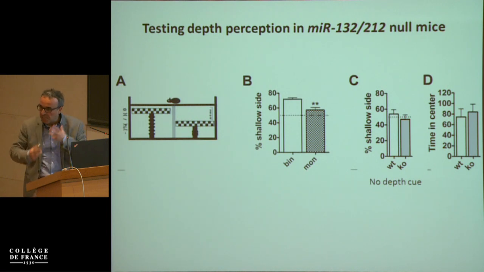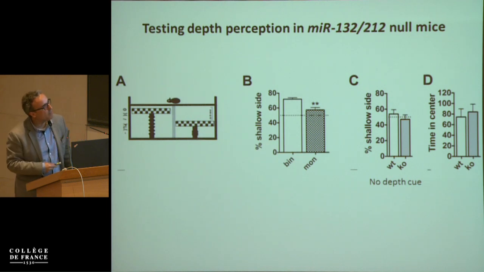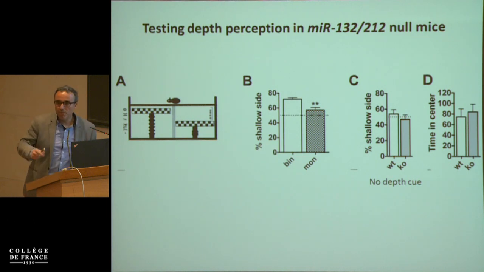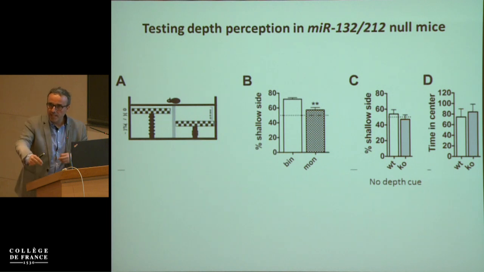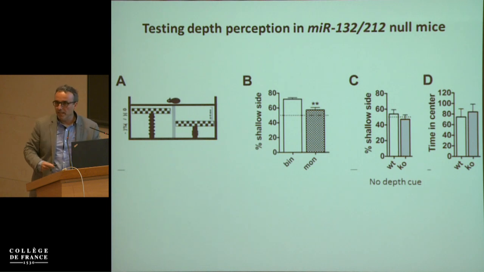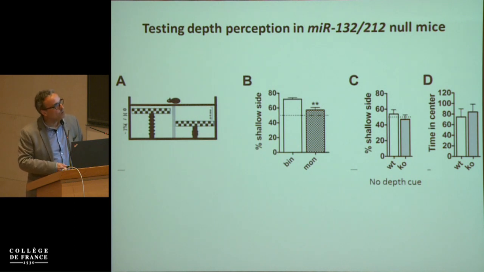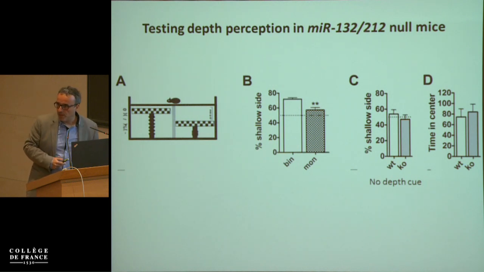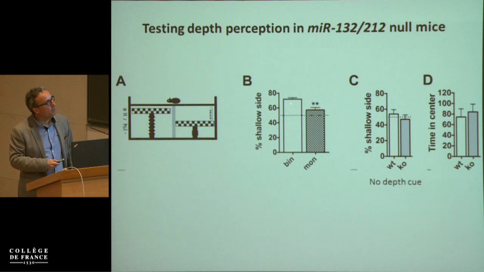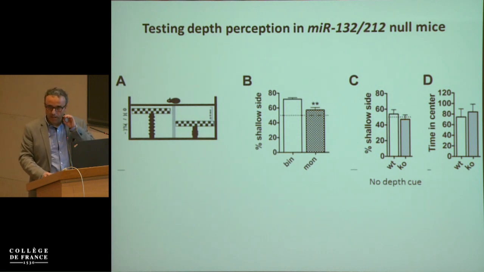So there is no intrinsic preference in the apparatus for which they stay more on one side than the other. And even if you measure, for instance, time spent in the center of the arena, which could be an index of anxiety-like behavior, you don't have any difference between wild type and KO. So we really think that what we are testing is something that requires the two eyes open, requires binocularity.